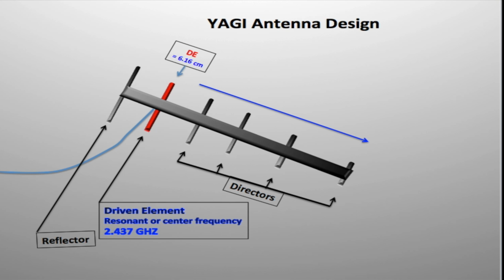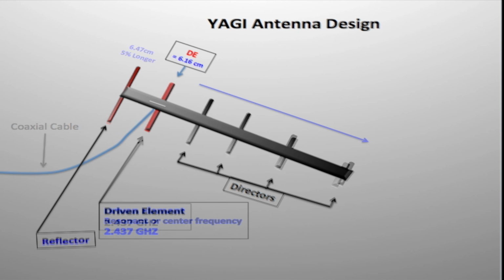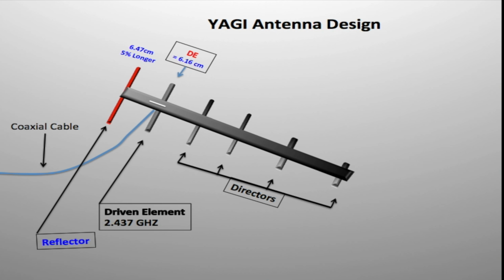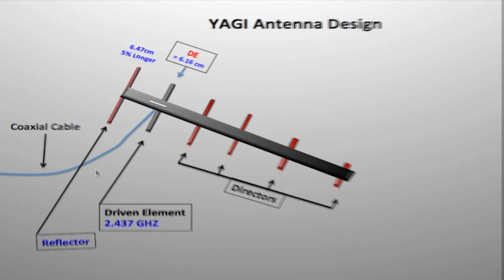In episode 2, we calculated the driven element's length, which becomes our reference point for the rest of the antenna. In episode 3, we made the reflector slightly longer to push energy forward. So now we do the opposite for the directors. The reflector pushes energy towards the driven element, and the directors pull energy from it. They pull while the reflector pushes.